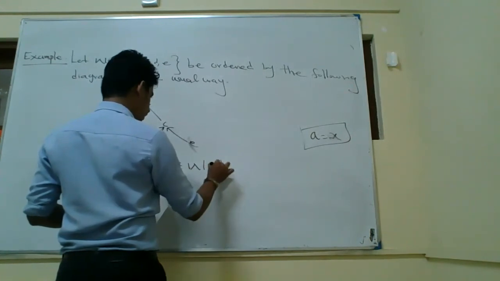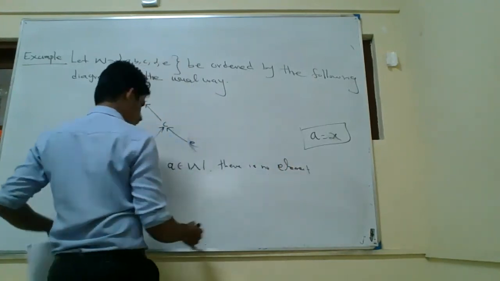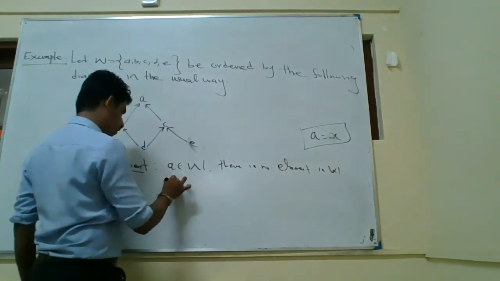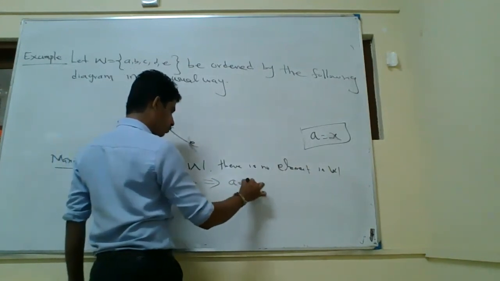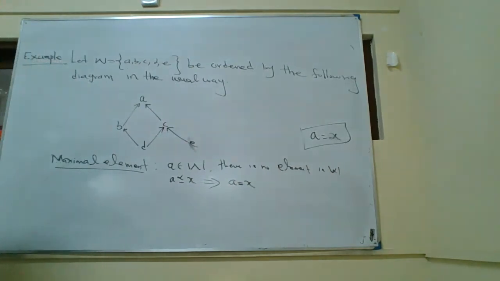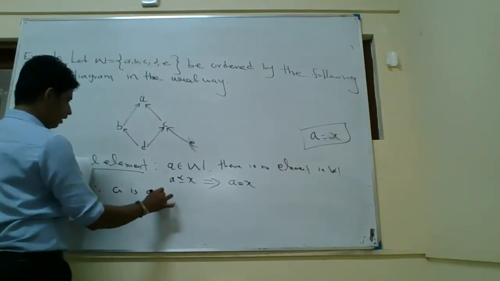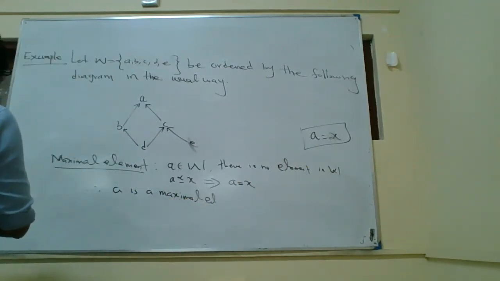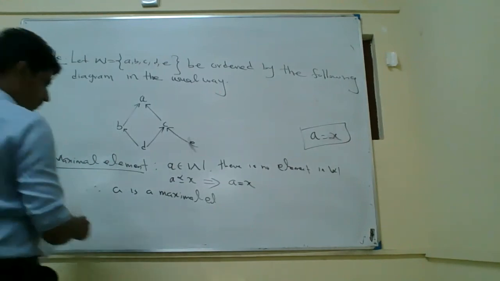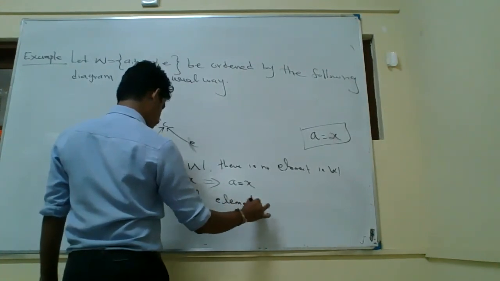Here A belongs to W. There is no element in W that A precedes. A precedes X, and there is no such element, therefore only one thing is possible: A equals X, which means X is again A itself. Therefore, A is your maximal element.